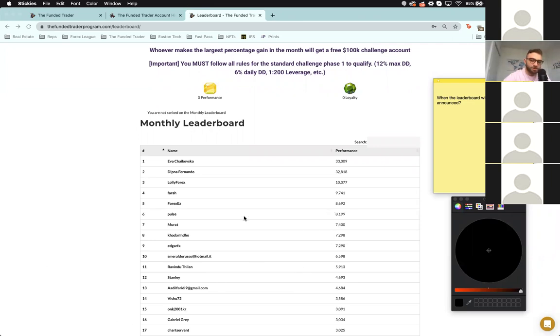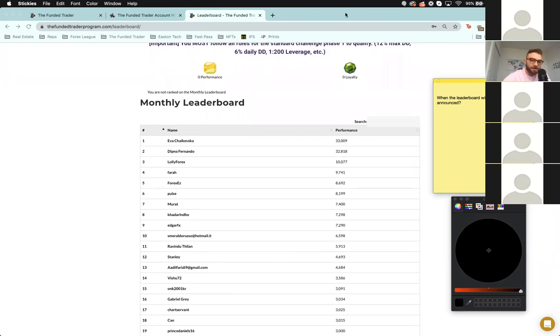So let's just put that into context. The last couple winners of the leaderboard have literally been outside of the top 10. That's due to either these people failing or literally not trading enough days. There's been a few people that have won the leaderboard and they just haven't traded enough trading days. So make sure you're following all the rules of the standard challenge so that you give yourself the best chance to win the leaderboard.